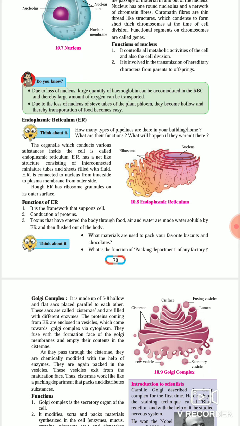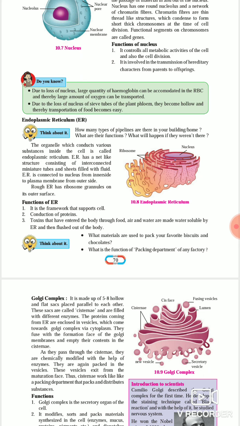Toxins that have entered the body through food, air and water are made water soluble by endoplasmic reticulum and then flushed out of the body. So whatever toxins are produced in the cell are conducted by endoplasmic reticulum and thrown out of the cell with the help of endoplasmic reticulum.